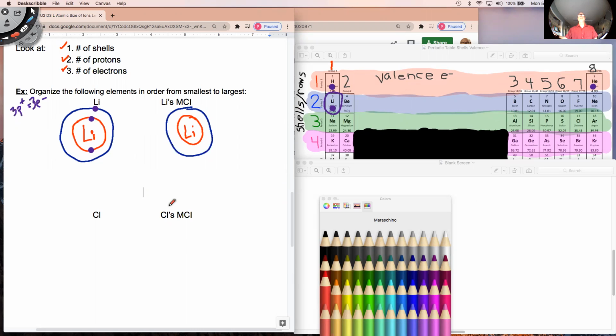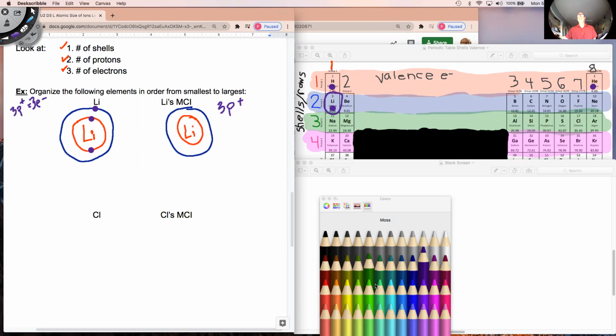Now the question is, this is lithium. What's lithium's MCI? Well, we have the same number of protons, 3 protons, but since it's the most common ion, we want to try and figure out what will occur. So let's use this one over here to figure it out. Lithium and all atoms want to have 8 electrons if possible on the outside, or 2 for the small ones, because this is considered a full shell.